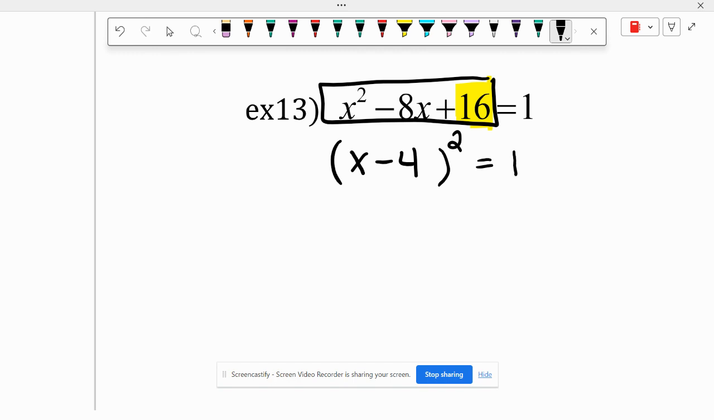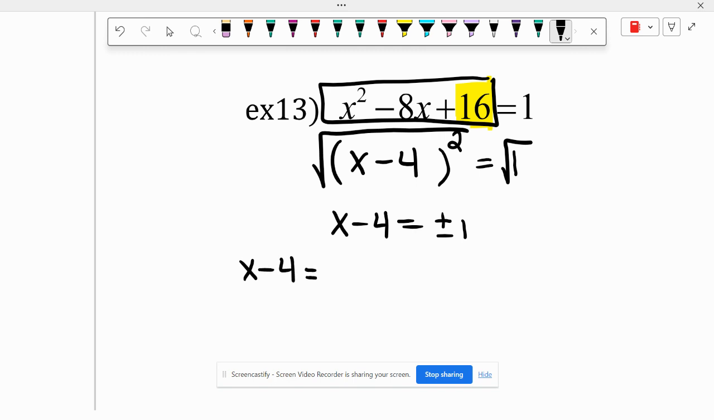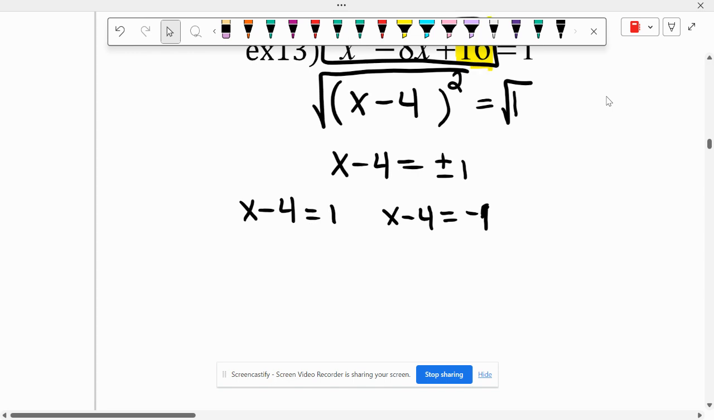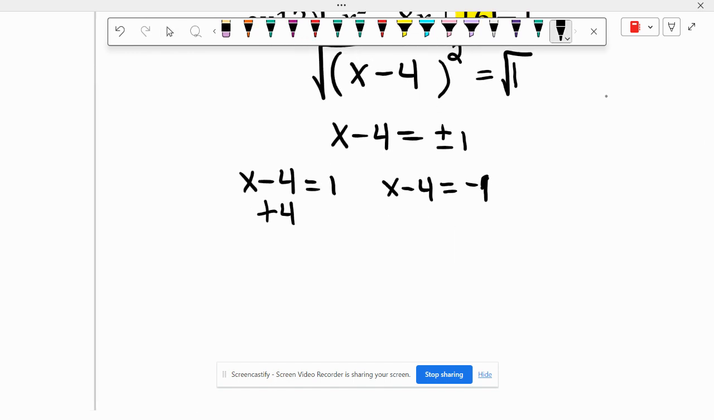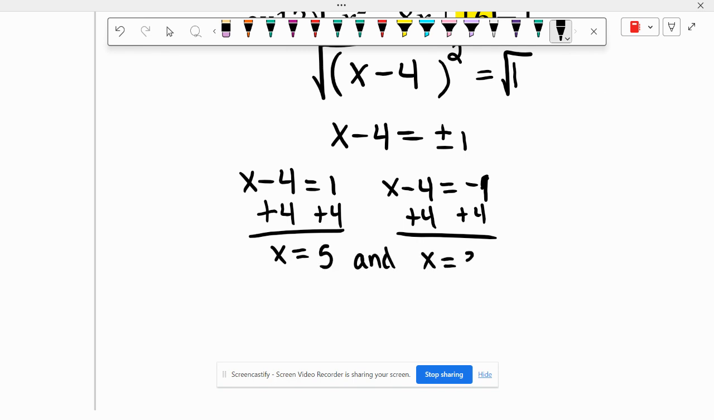So this looks exactly like the problems that we did up top. How do I solve? Square root both sides. Good job. So that leaves me with x minus 4 equals, and the square root of 1 is 1, so I either have a positive or a negative 1. So x minus 4 equals 1, or x minus 4 equals negative 1. How am I going to solve it? Yeah, add 4 to both sides. So x equals 5, and x equals 3.